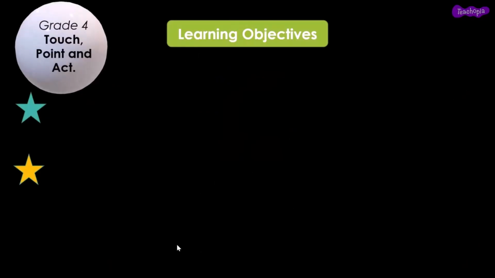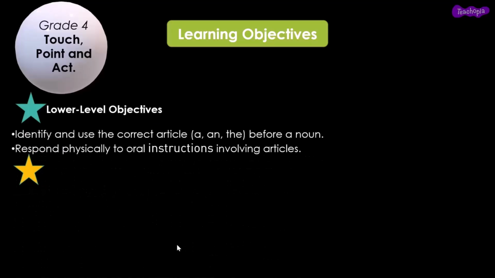Let's go over the learning objectives for this activity. At the lower level or at the primary level, we want learners to identify and use the correct article a, an, and the before a noun. We want them to respond physically to oral instructions involving articles.